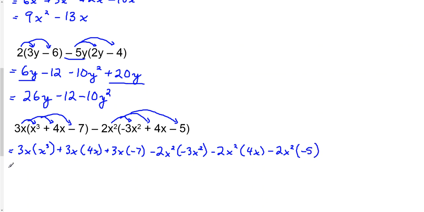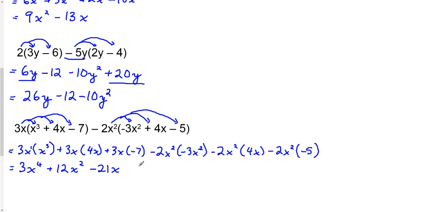That's a lot of multiplication, but so 3, our coefficient here is going to be 3. 3 times 1 is just 1. We're going to keep the base the same, x, add the exponents. 1 plus 3 gives us 4. Next up, 3 times 4 gives us 12. Add the exponents, we're going to have x squared. Next up, 3x times negative 7, negative 21, and we're just going to have an x.